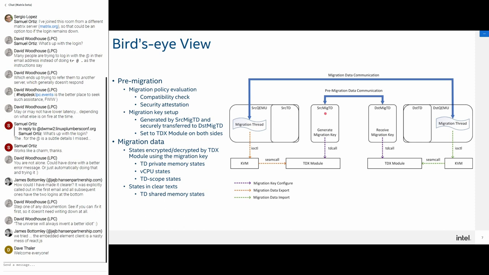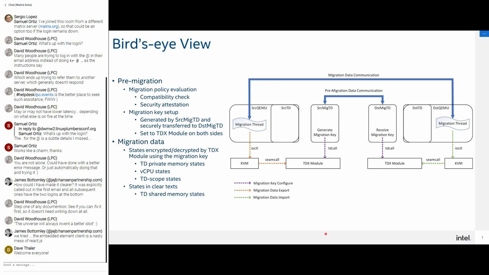Its responsibility is to do a compatibility check and security attestation to ensure that the destination side environment is secure to migrate, and also ensure the environment is migratable. It also has another responsibility, which is to generate a migration key. The migration key is used throughout the migration process. The key is set to the TDX module, so the TDX module receives this key. When KVM asks for the private page to migrate, the TDX module will do the encryption and then give the encrypted memory page to KVM, and then KVM delivers this page to QEMU. Then QEMU sends it to the destination side.